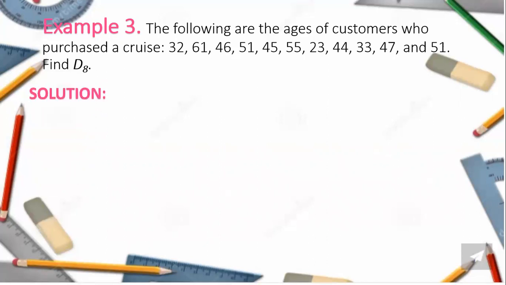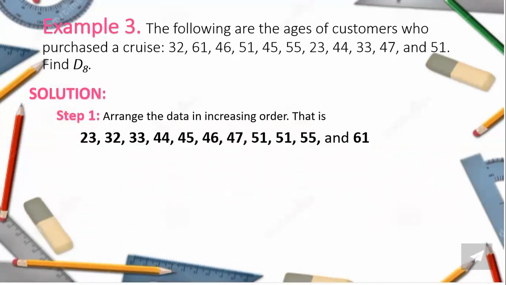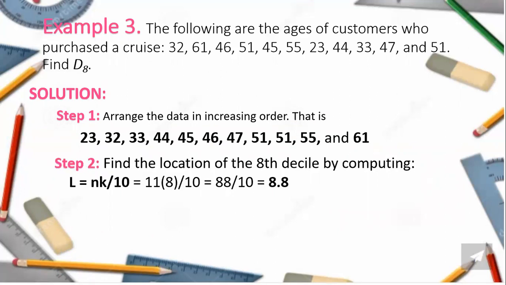So for our solution, we follow the steps. Step 1, we arrange the data in increasing order of magnitude. So we have the lowest value, 23, followed by 32, 33, and so on. And the last value, the highest value, is 61. All in all, we have 11 observations.